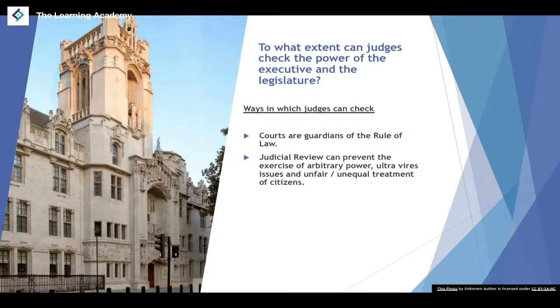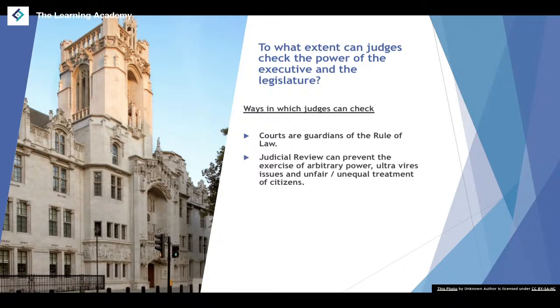The second point we could talk about is judicial review, something we looked at earlier in the stream or in a previous video, if you're watching this on video afterwards. Judicial review can prevent the exercise of arbitrary power, ultra vires issues, and unfair and unequal treatment of citizens. Again, this ties into the concept of the rule of law. Effectively, we're going to be talking about the rule of law for the whole essay.